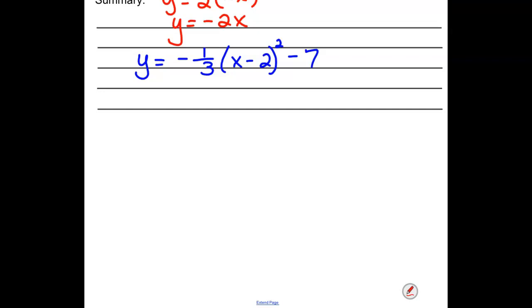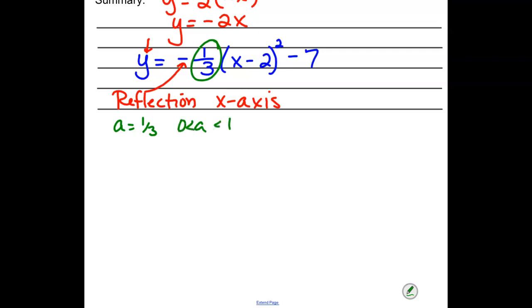Now, the negative in front, you need to think of as separate from the 1/3. That negative causes a reflection, and because it's on the outside, we're changing all of our y values to the opposite of what they were. So we are reflecting over the x-axis. Our next piece is the 1/3. That is our a value. And because it's in between 0 and 1, it's going to be a vertical compression of 1/3.